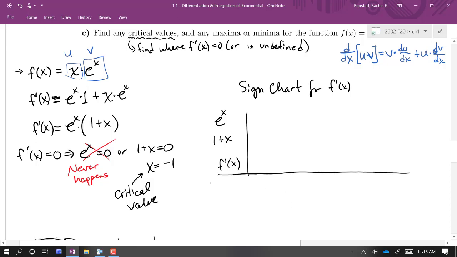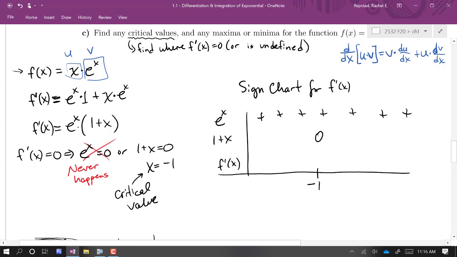There's only one critical value. Along the bottom here, this horizontal line, that's like the real numbers line. So that's an axis. If I had multiple critical values, I'd have to make sure I put them in order. There's only one critical value, so that's -1. And then all I do is keep track of the signs of each row. e to the x is always positive, so that's easy.